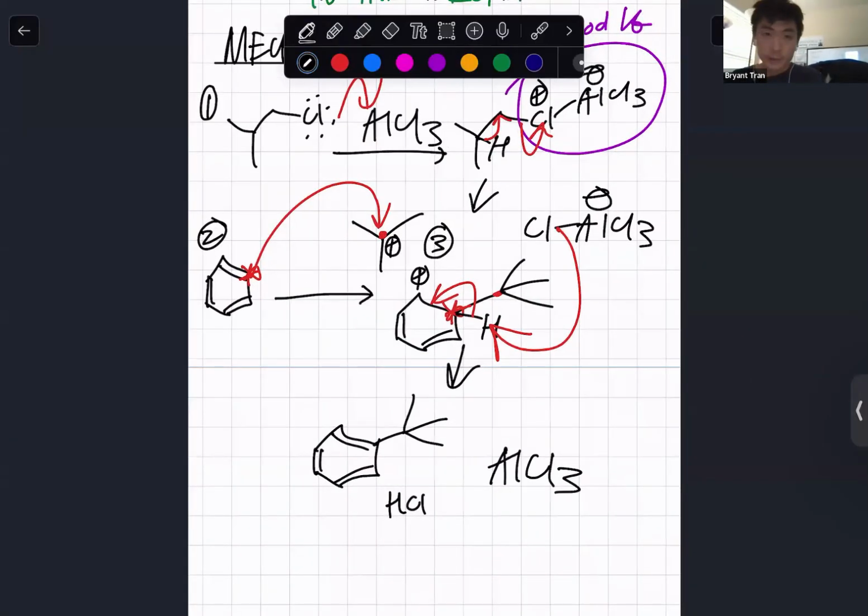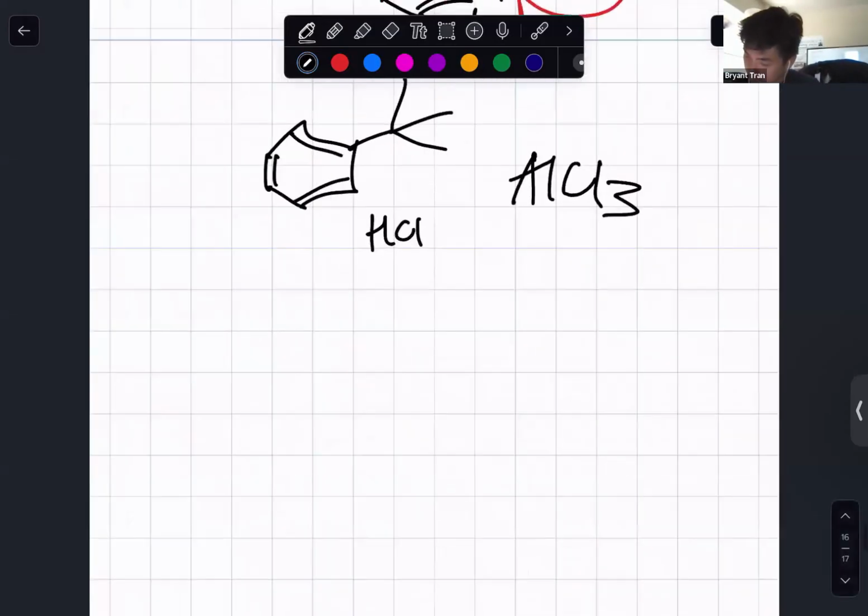Okay. Any questions on this scenario of Friedel-Crafts alkylation? Okay. That's good.